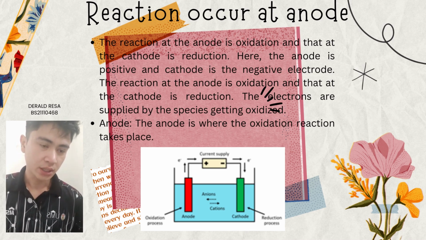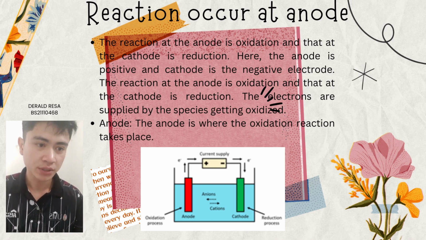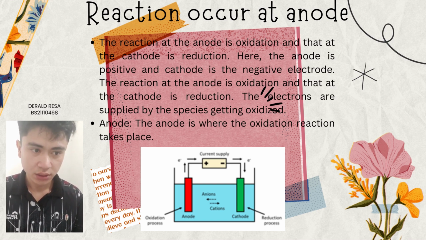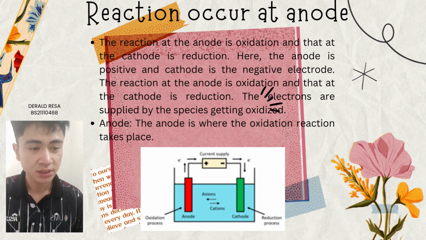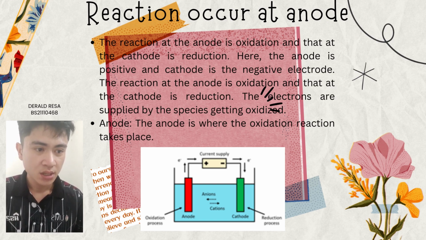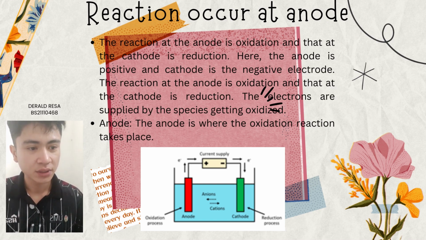Okay, my name is Dara. I'm going to present what reaction occurs at the anode. The reaction at the anode is called oxidation, and that at the cathode is reduction. Here the anode is the positive and the cathode is the negative electrode. The electrons are supplied by the species getting oxidized.